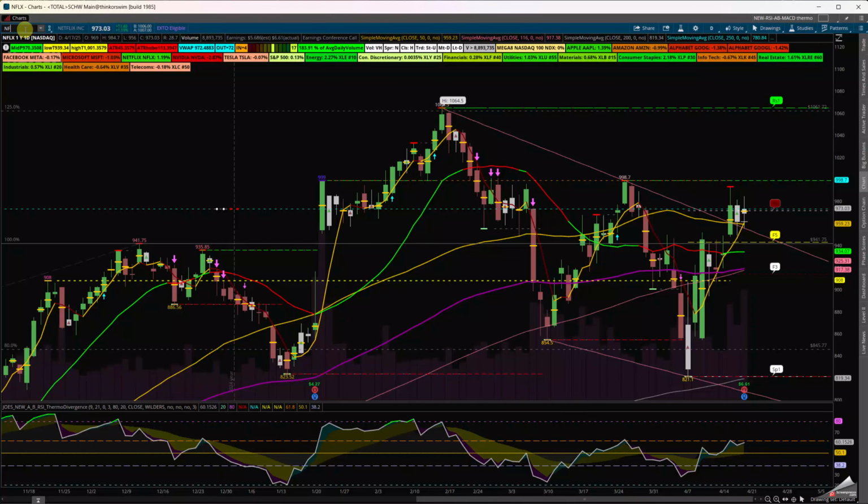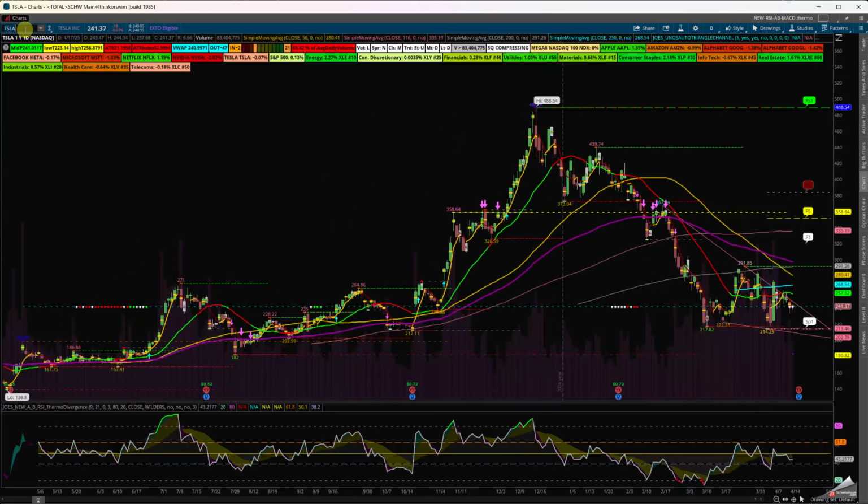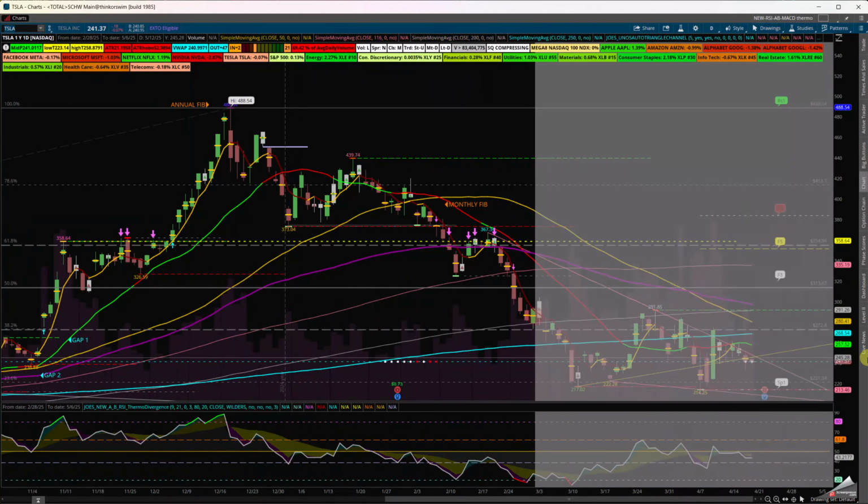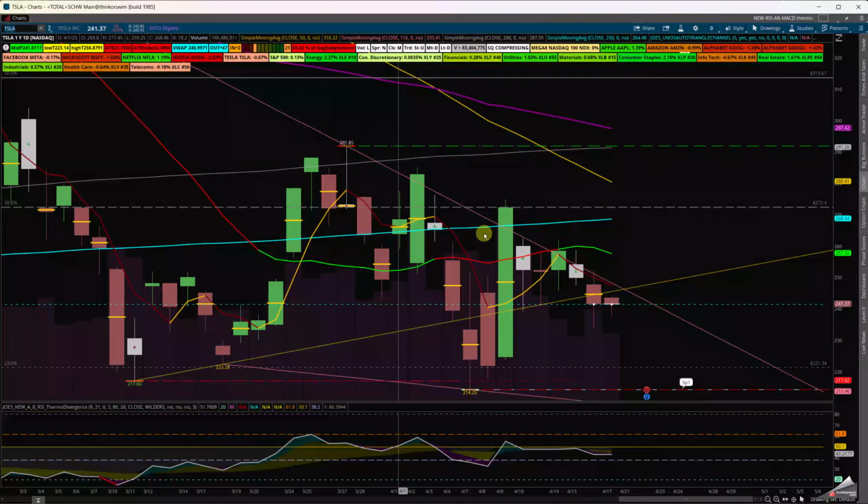Let's take a look at Tesla. And let's just do Tesla. And I'll do one more. I am looking at Tesla in this consolidation area. You can see that back and forth. We are in a tight range.